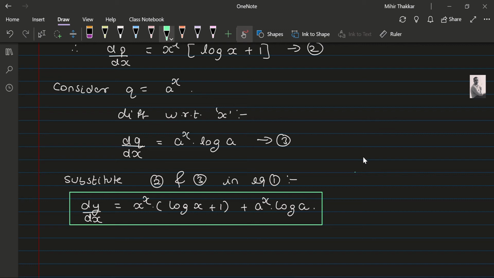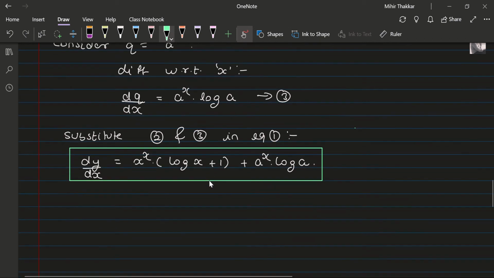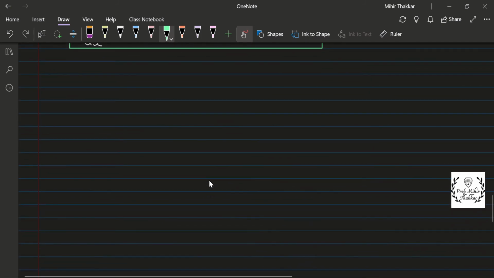Guys, in case you feel like writing this particular sum, just pause the video in between, make your own notes in your handwriting, and then once again move on to the further part so you can learn the entire thing very nicely, very properly.